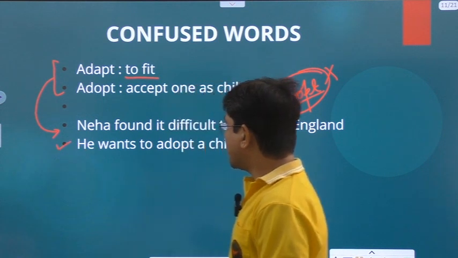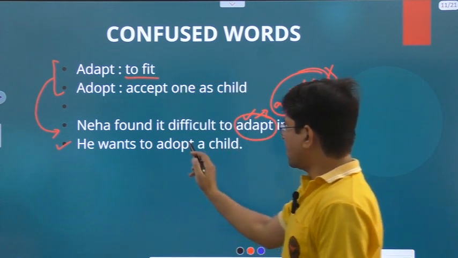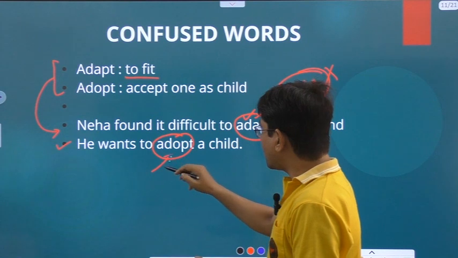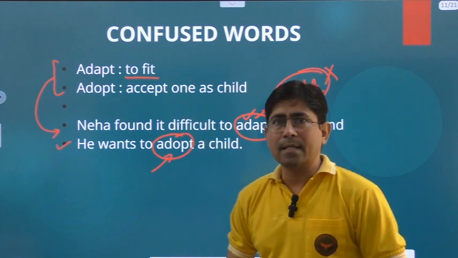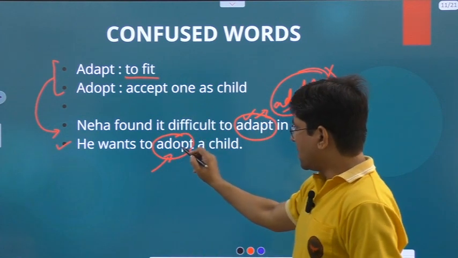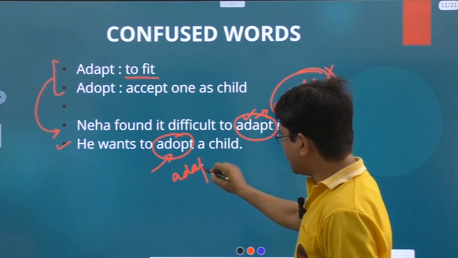Again, in my next sentence, he wants to adopt a child because he has no child, so he decided to adopt a child, means accept one as a child. Okay, so this one is good. Do not use adapt here. All right.